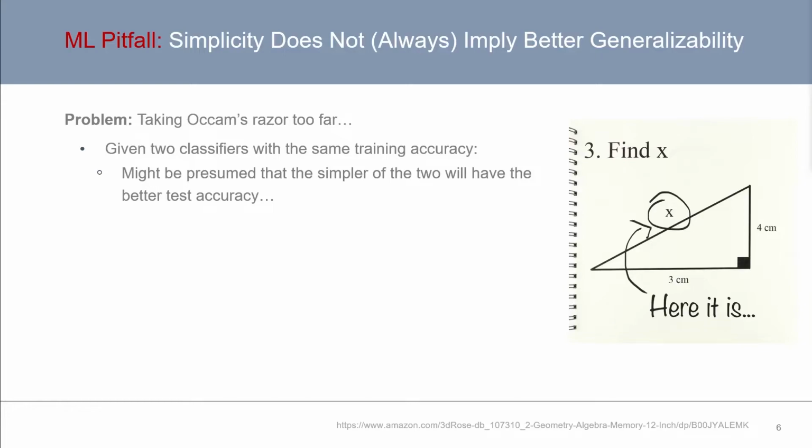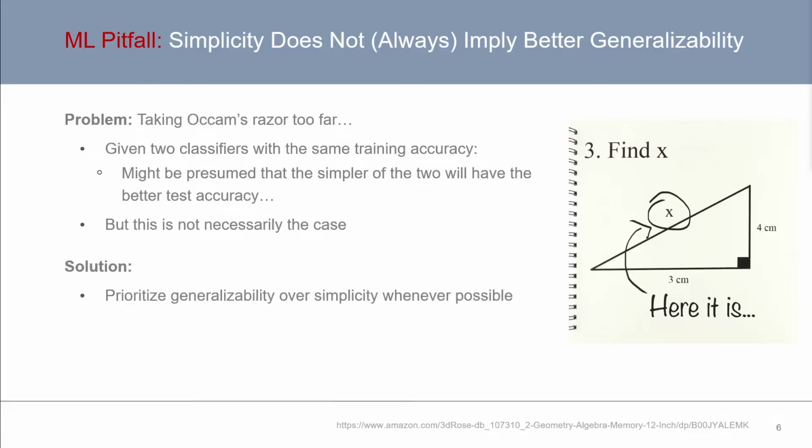We might presume that the simpler of the two will have better testing accuracy. However, this is not necessarily going to be the case. The solution here is simply to prioritize generalizability over simplicity whenever possible. Also, make sure to try out various machine learning algorithms on a given problem, as well as ensembles of models, to see if they yield significantly better generalization performance, even potentially at the expense of being more complex and less interpretable. And lastly, avoid simplicity for its own sake.